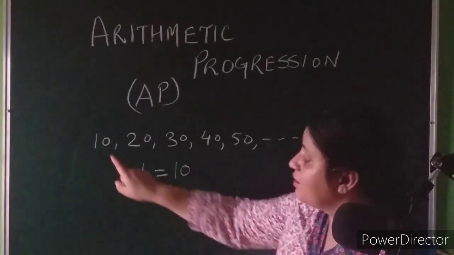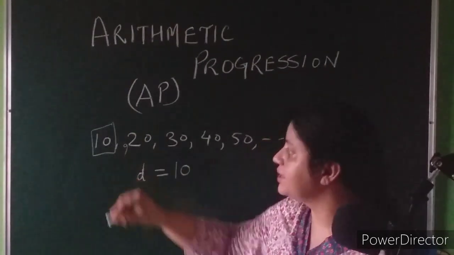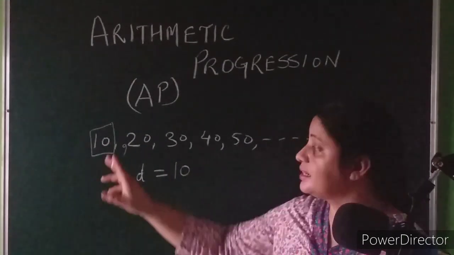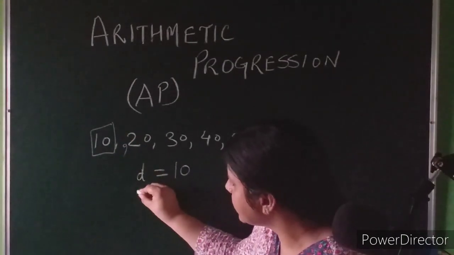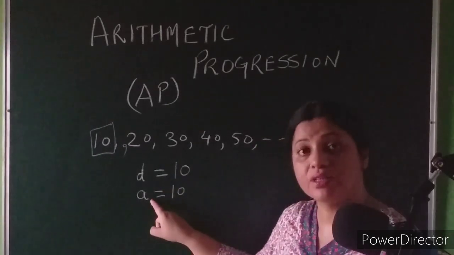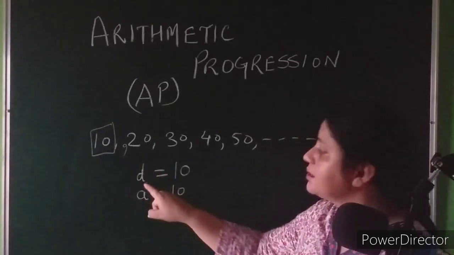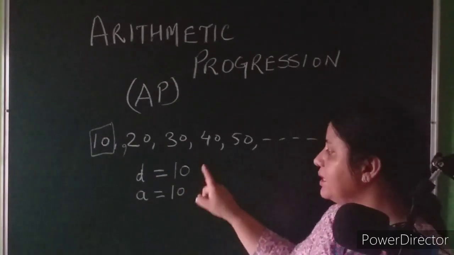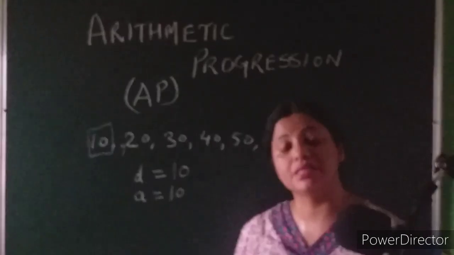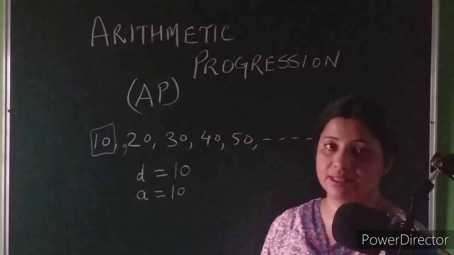Next, the first term. In every sequence it will be different, but here it is 10. We always use small a as the symbol for the first term. This is small a, which is equal to 10. By coincidence, the common difference and the first term are the same here. This may not be there in every question, but it is like that in this question.